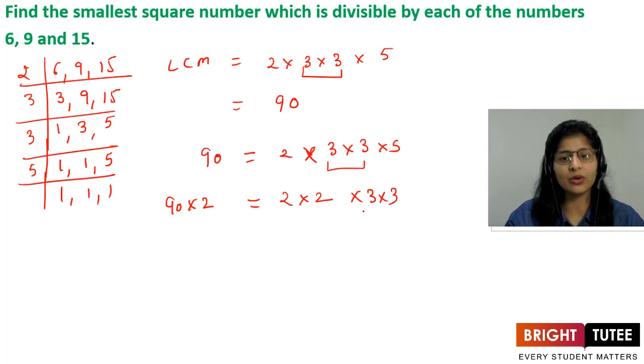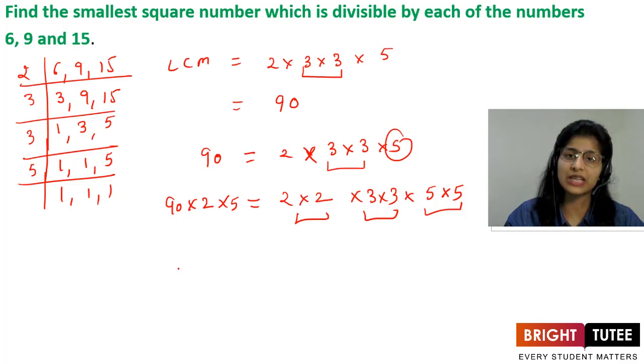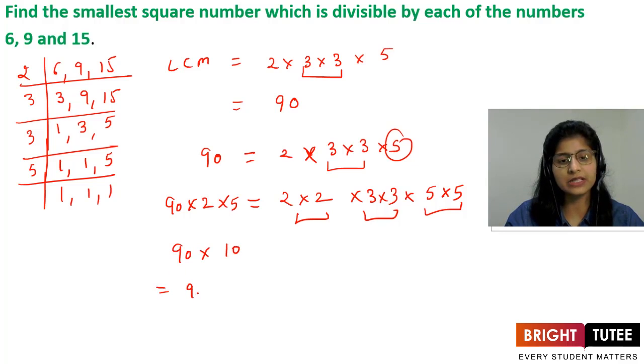And 3 and 3 are already paired up. To make 5 a paired number, we need to multiply 5 with 5, right? So here also we will do that. Both sides we need to do the same thing so that the equation remains the same. Now 90 into 2 5s are 10. It becomes 900. And we see here all of them are paired. So yes, 900 is a square number.